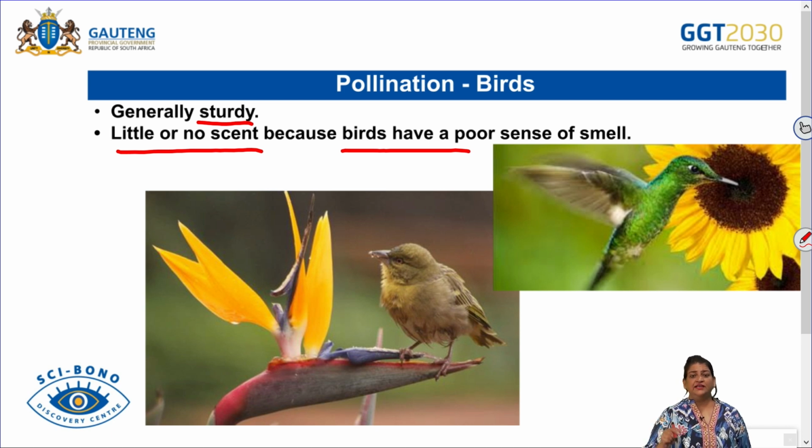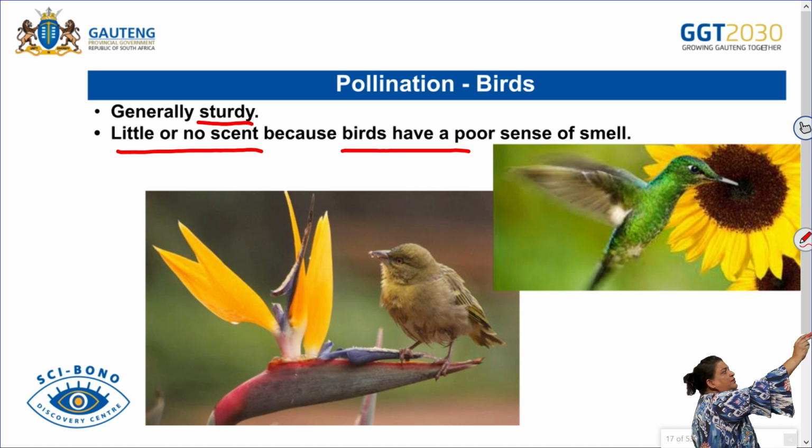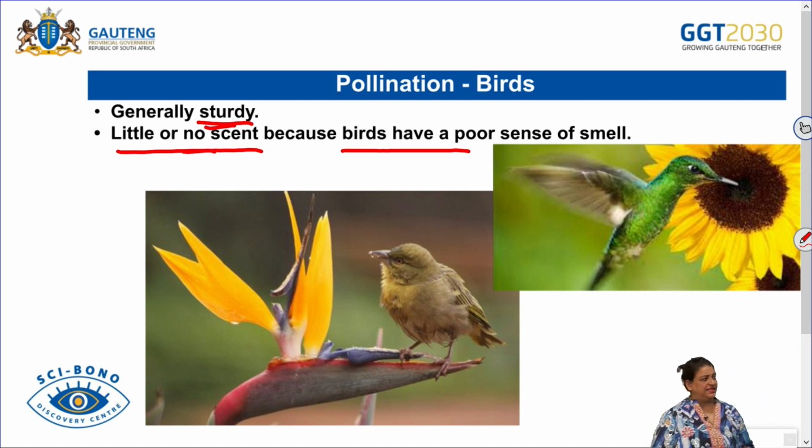They have good eyesight, so B for brightly colored, B for big flowers, B for bird. They are pollinating because the flowers are sturdy, firm, no scent. So birds have a poor sense of smell. You can see this flower here. It's quite strong, and a small little bird like a sparrow, which is not so heavy, or like a small finch, is going to sit on this flower and get its nectar from there as well.